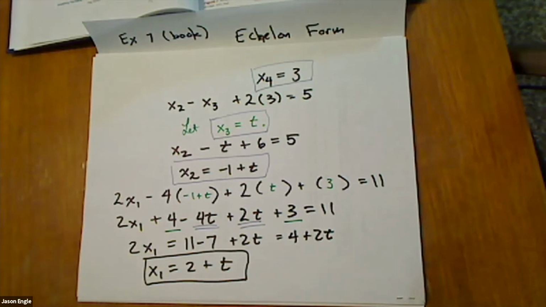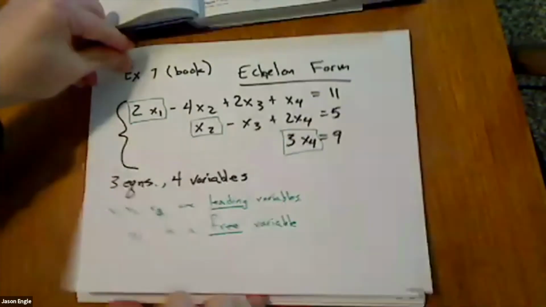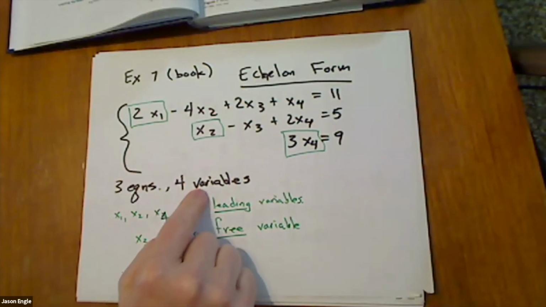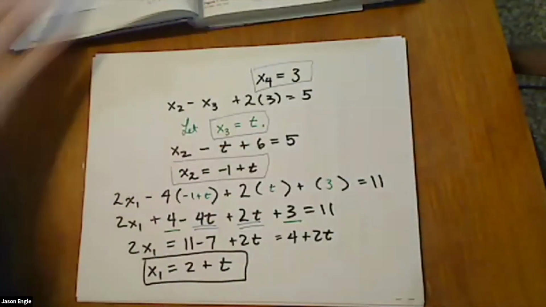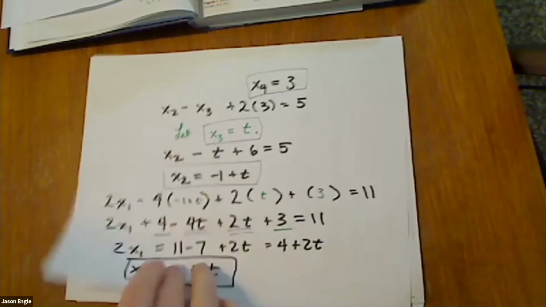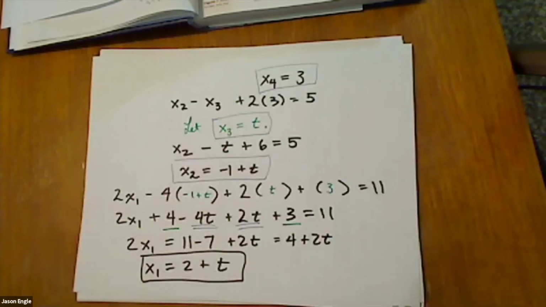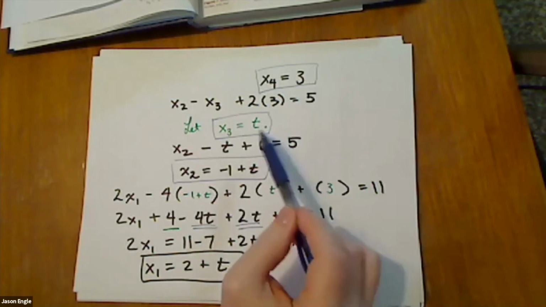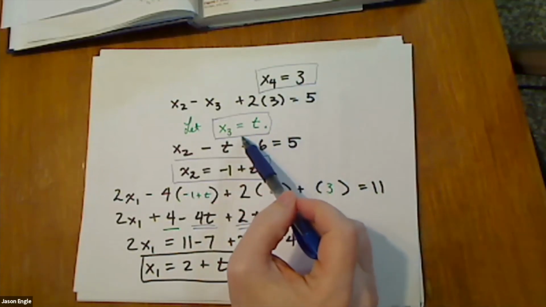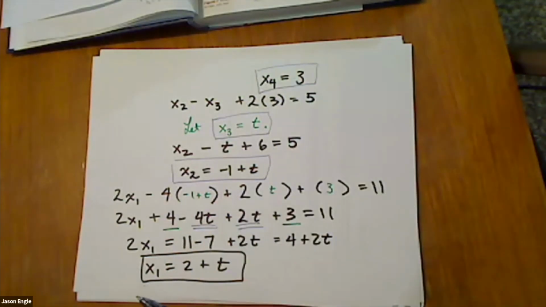So this is an example of a system of 3 equations with 4 variables, and it worked out that this system has infinitely many solutions. And what I have is, based on that one free variable, depending on what x3 is, that's going to determine what everything else is automatically. So that's what you'll be practicing in 1.1.